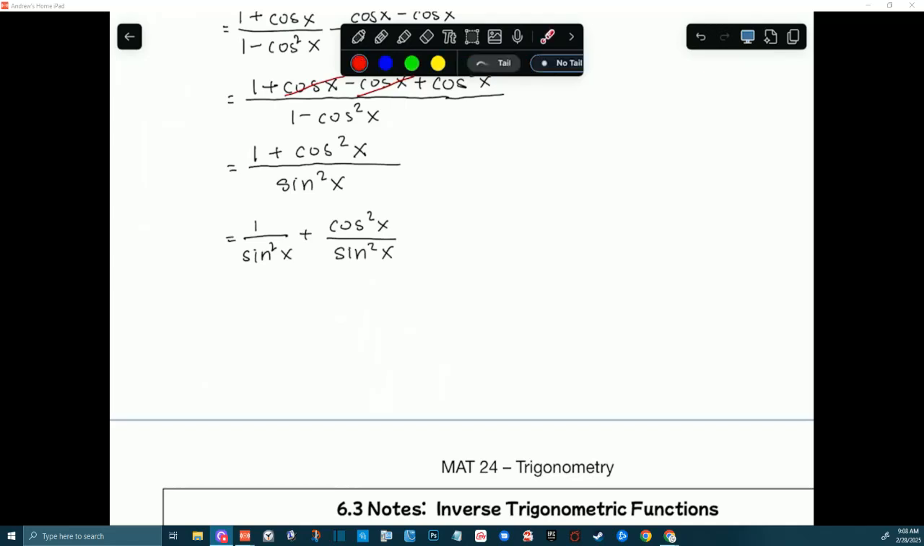And those two match definitions in our trig library. 1 over sine is cosecant, so this is a cosecant squared. Cos over sine is cotangent, so this is a cotangent squared. So that ugly set of fractions is actually just cosecant squared plus cotangent squared. Yay.